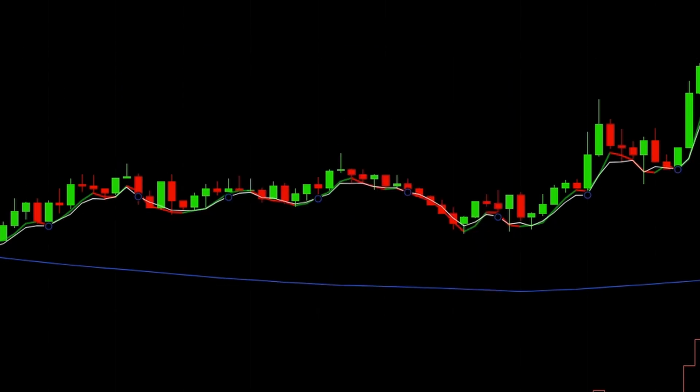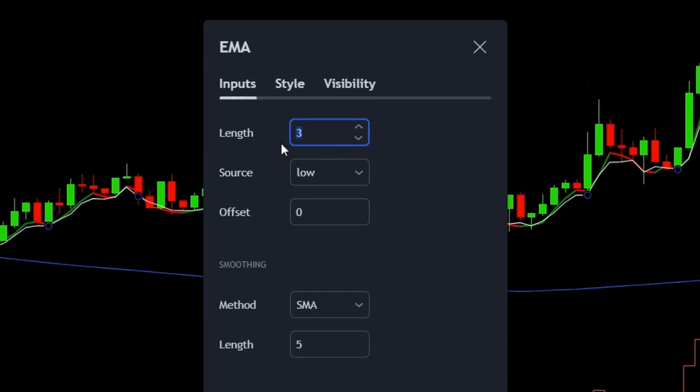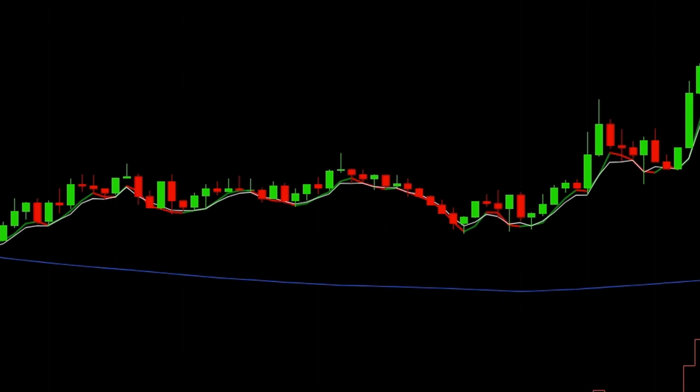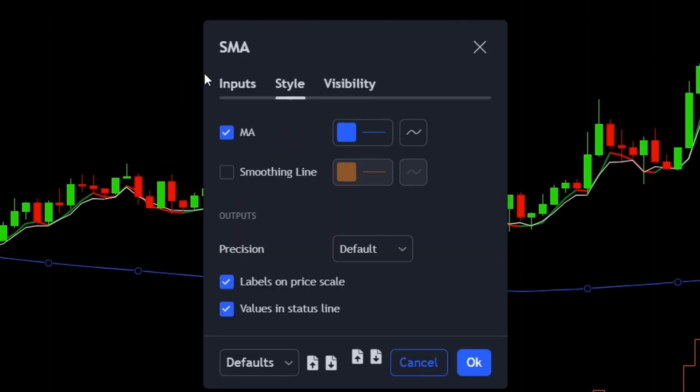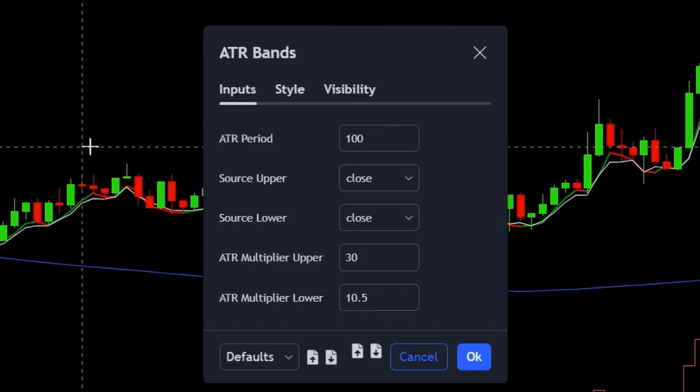Our second fastest moving average is the EMA, and for that we will use a 3 length and the source will be low again. In this case I colored it white. And for the simple moving average, which is our trend filter, we will use a 375 length with again the low source. For our stop loss and take profit, we will use a 100 length ATR period.